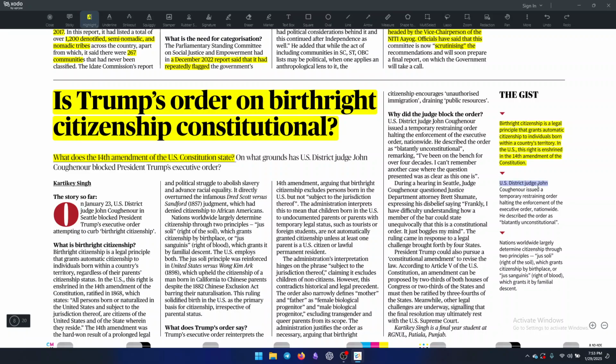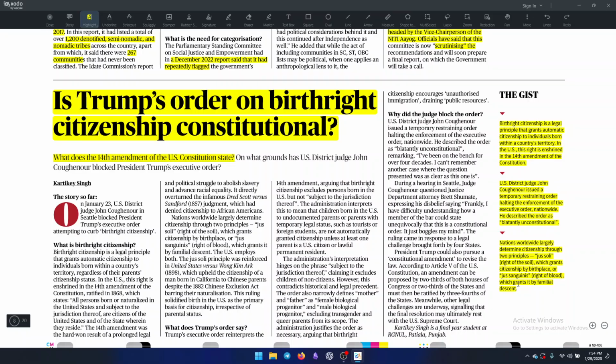US District Judge John Coughenour issued a temporary restraining order halting the enforcement of the executive order nationwide. He described the order as blatantly unconstitutional. Nations worldwide largely determine citizenship through two principles: jus soli, right of the soil, which grants citizenship by birthplace, or jus sanguinis, right of blood, which grants it by familial descent.